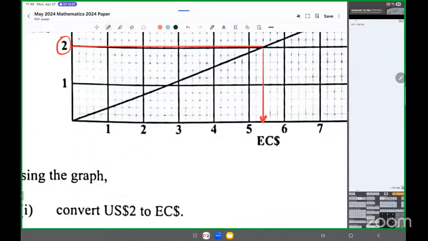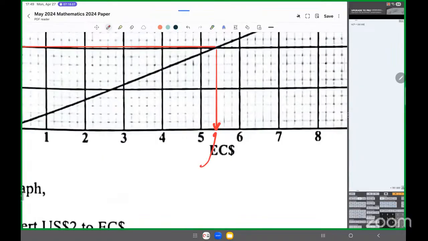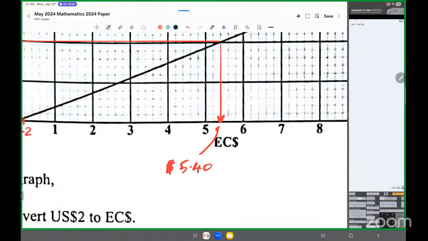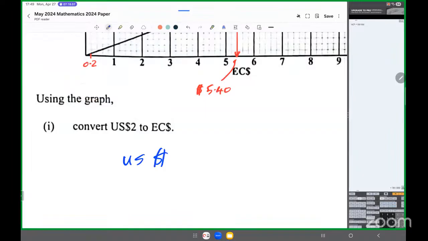See there? 0.2, 0.4, 0.6, 0.8, 1. So each of these little intervals is 0.2. You have to get that first. Those little intervals. So therefore, this then is 5.4. See the 5.2, 5.4. Right? So this is 5.4. And 5.4 is $5.40 because it's money. All right, so that is $5.40 EC dollars right there. So this answer is US $2 is equivalent to EC $5.40. That is the answer.